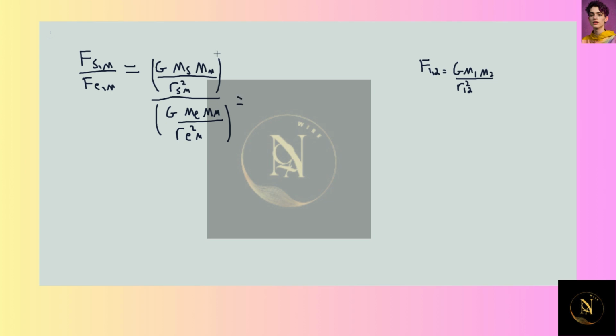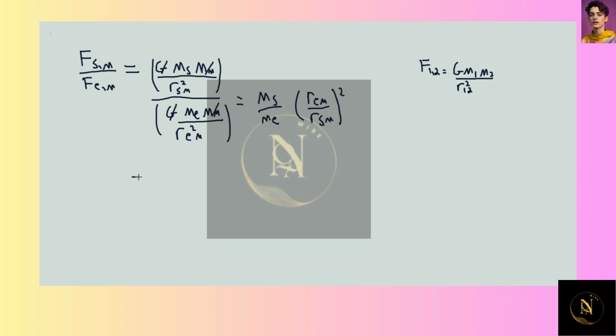And so now when we're evaluating this, the gravitational constant cancels out. So the ratio doesn't actually depend on the gravitational constant at all. And then also the mass of the moon cancels out as well. So the only things that matter here for this ratio are the mass of the sun, the mass of the Earth, and the distance between the sun and the moon and the Earth and the moon. So this then reduces to just the mass of the sun divided by the mass of the Earth, and then multiplied by the distance between the Earth and the moon, and the distance between the sun and the moon. And then both of those are squared.